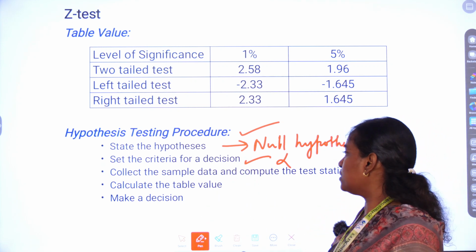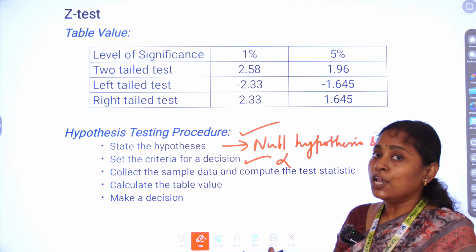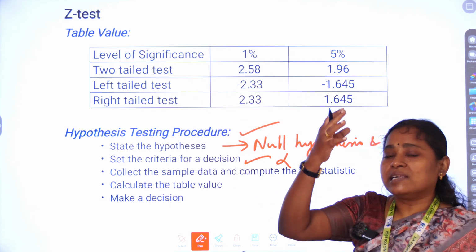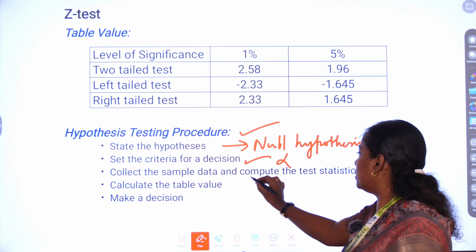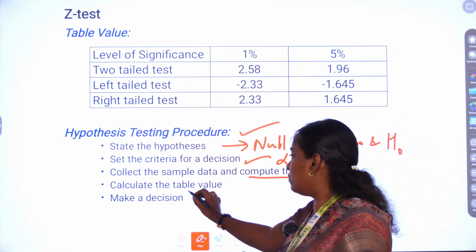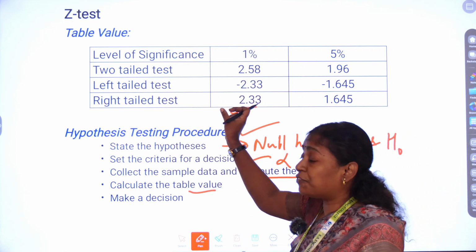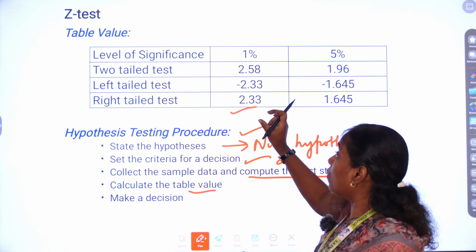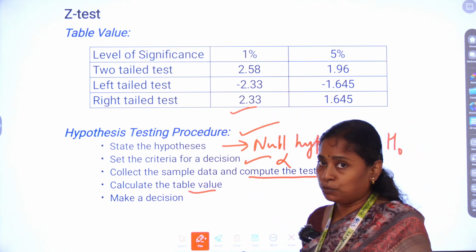The third step is you have to collect the sample data. After collecting the sample data, you have to perform the test statistic. We saw 4 test statistics, so you have to apply that formula and compute the test statistic. The next one is you have to calculate the table value. Just now we saw the table value, how to calculate for different tests, that is two-tailed test, left-tailed test, right-tailed test, and for different levels of significance. So that you have to do.